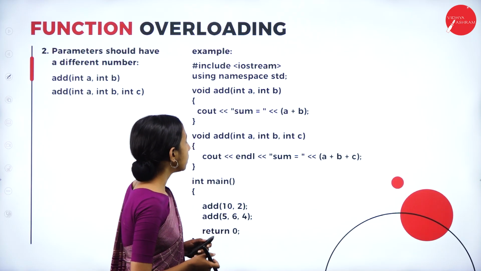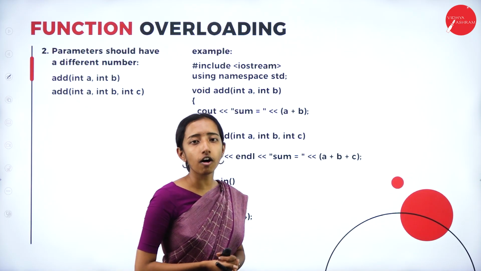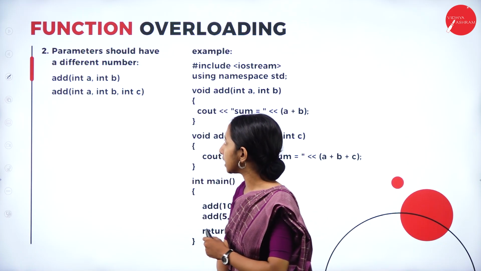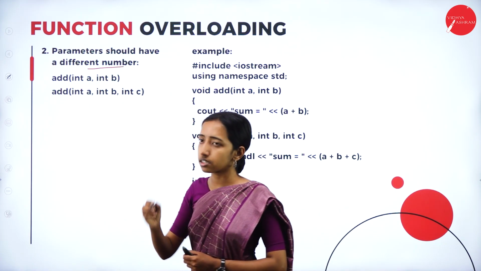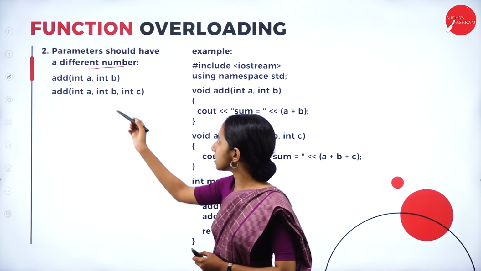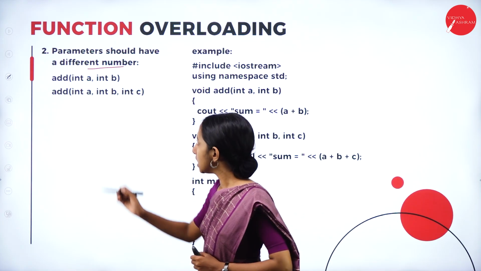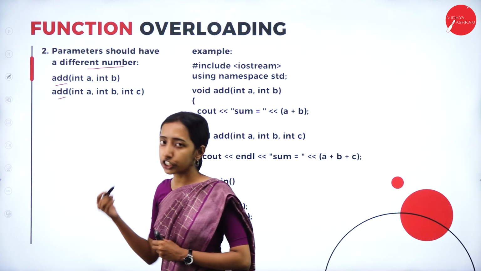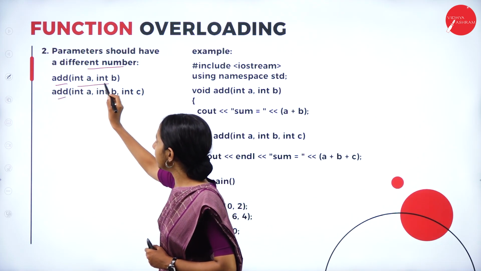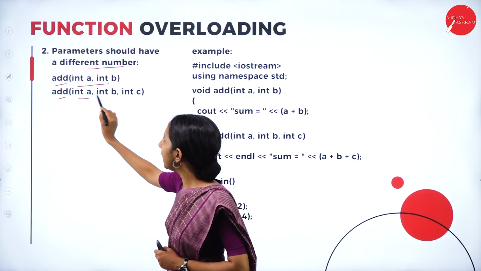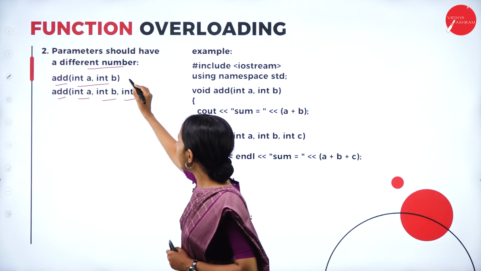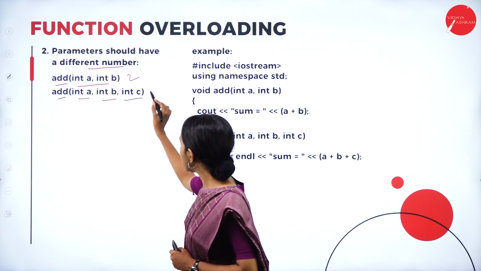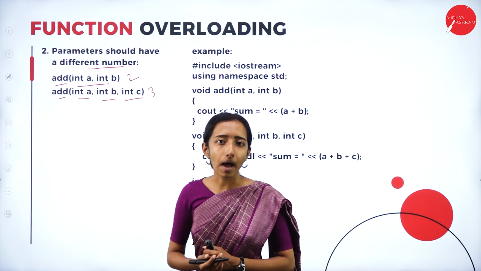Next we have another way of function overloading. Here the parameters should have different numbers. That was different type, now it is a different number. So again add is the function name, and the parameters here are int A, int B, and int A, int B, int C, different numbers. Here we have 2 parameters, here we have 3 parameters.